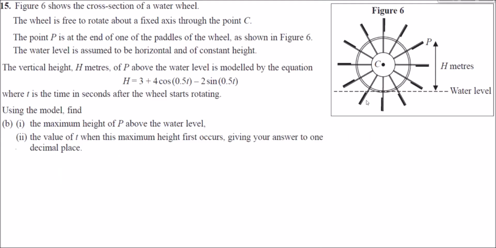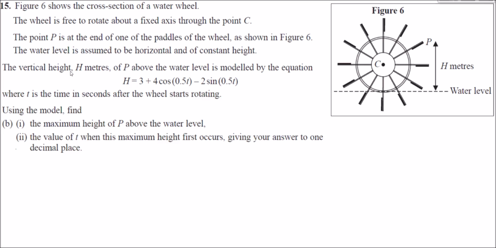Now we're getting on to the application of that question. So figure 6, we've got a cross-section of a water wheel, and the wheel is free to rotate about a fixed axis shown here. The point P is at the end of one of the paddles of the wheel, as shown in figure 6. The water level is assumed to be horizontal and of constant height.